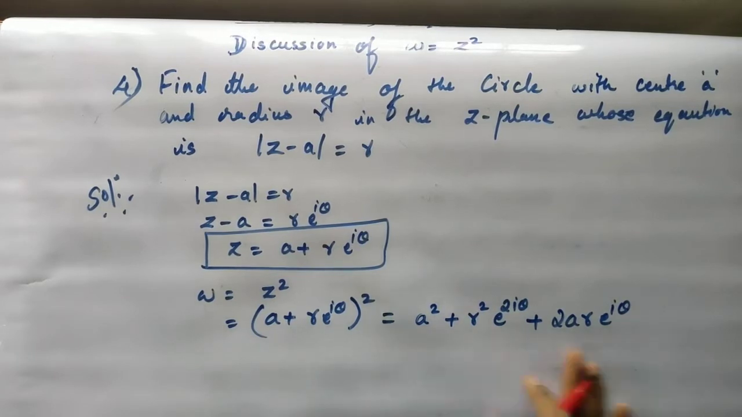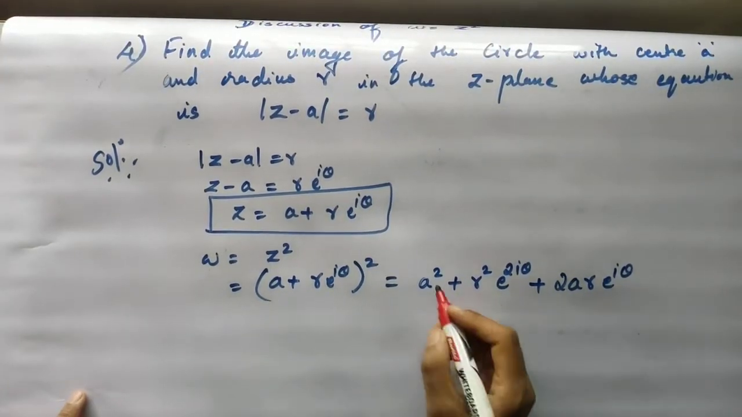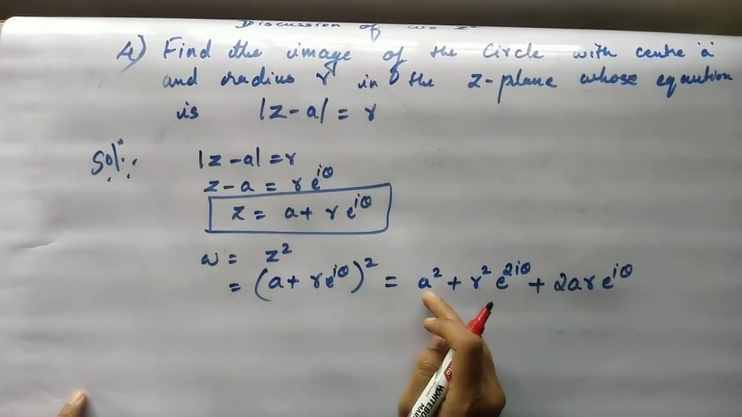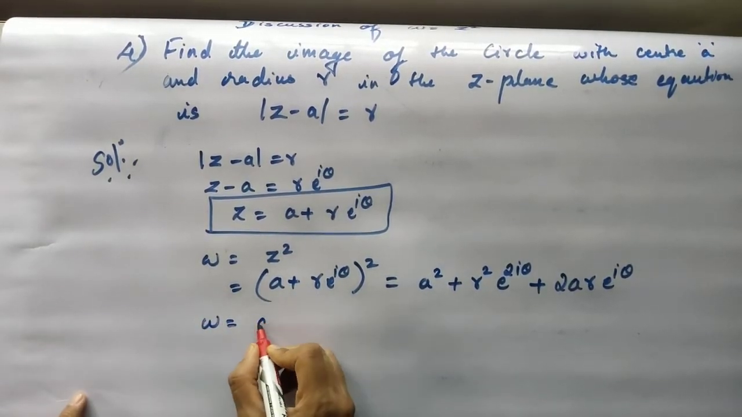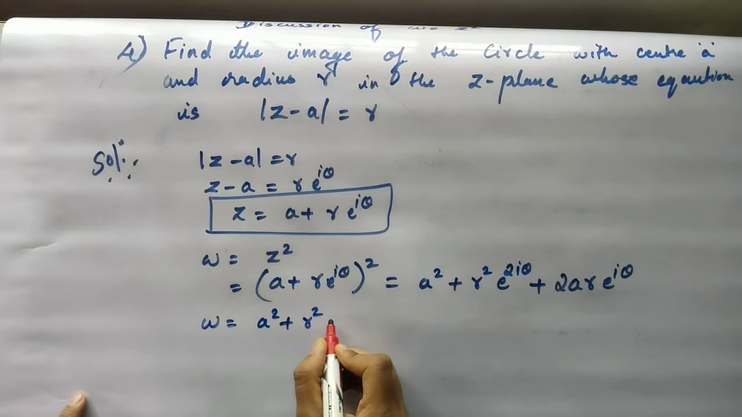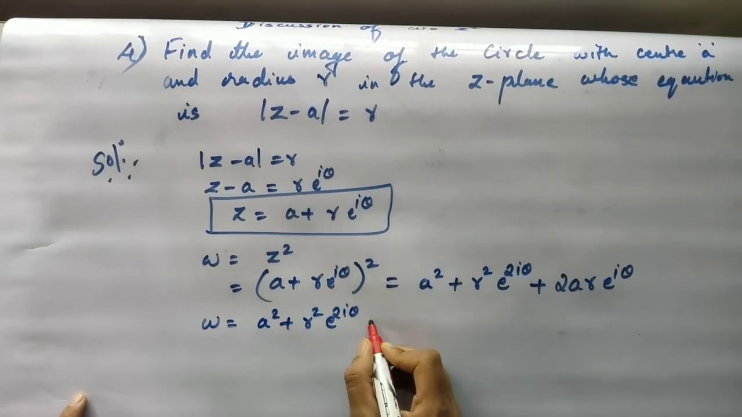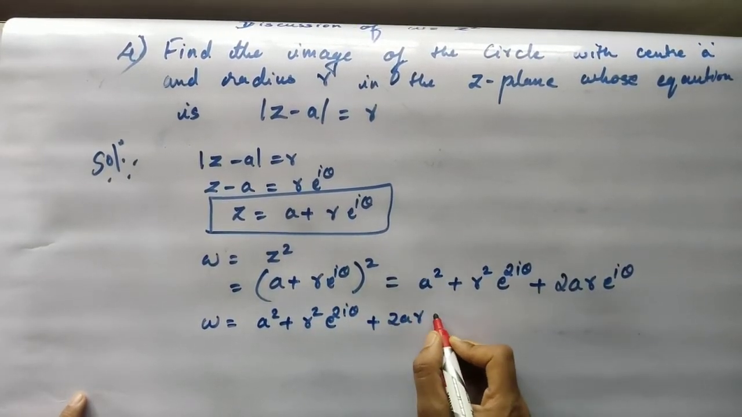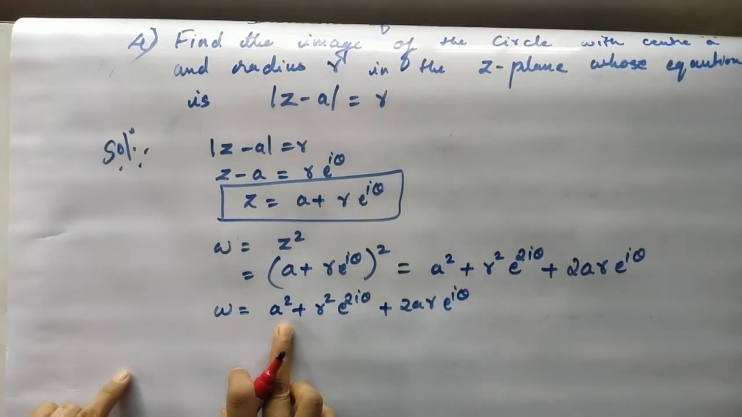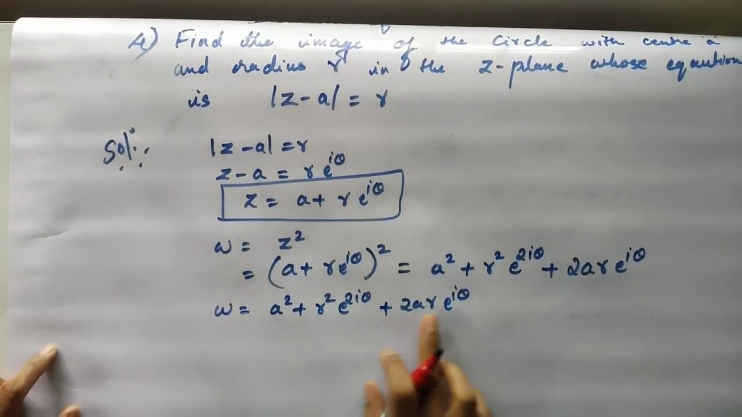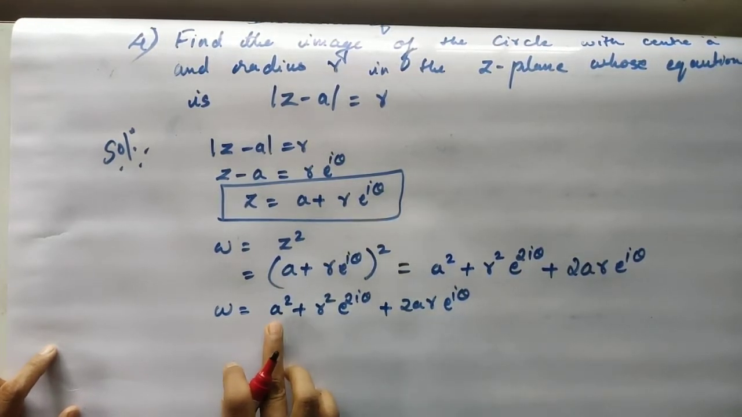So here we will do certain... yes, we will take a square to the left hand side. We have w is equal to a square plus r square e to power 2i theta plus 2ar e to power i theta. Okay. So now, since e to power i theta is with both the terms, but this a square is independent of e to power i theta, this term I'll take to the left hand side.